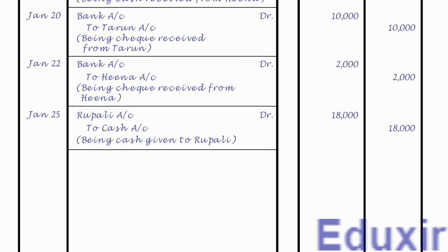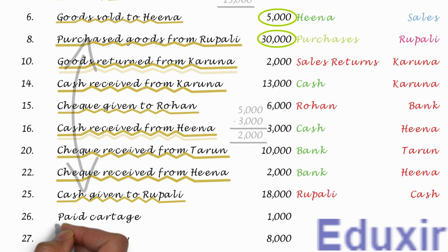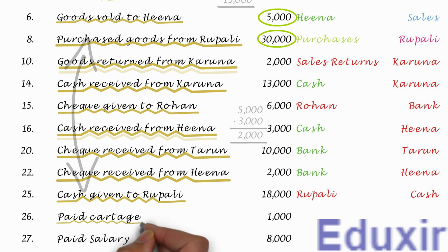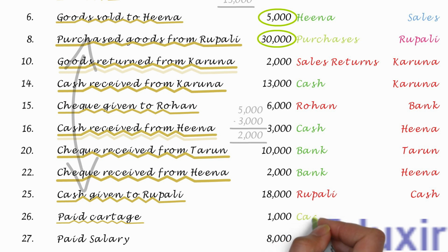Let us now take up the next transaction. In this transaction, the business has paid 1000 rupees for cartage. As you know, unless otherwise specified, all the payments are usually considered to be done in cash. So, in this transaction, we can safely assume that the payment of cartage is done in cash. Also, payment of cartage is considered as an expense. So, in this transaction, the business is incurring an expense named cartage. The rule to record an expense incurred is to debit the corresponding expenses account. In this case, the cartage account should be debited.